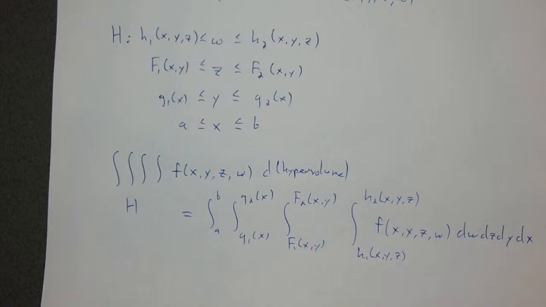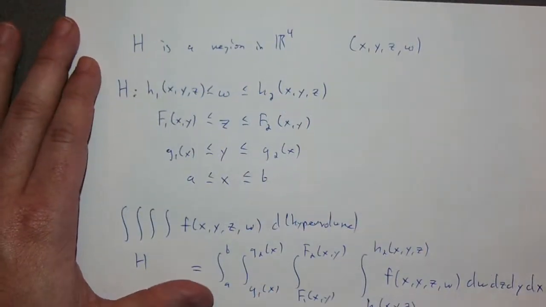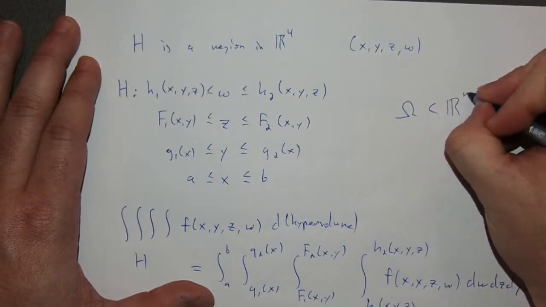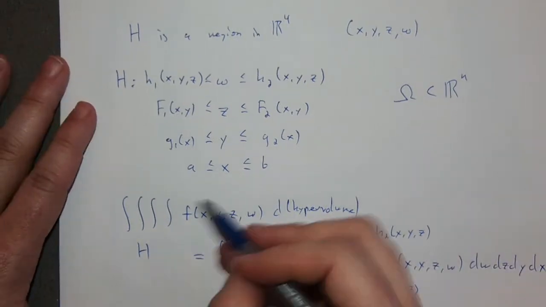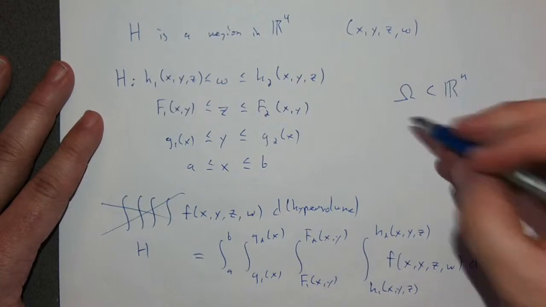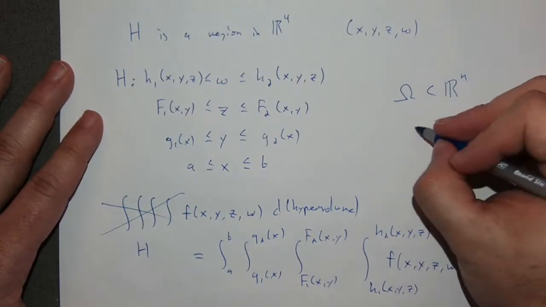But even if we did, it's not that we don't talk about integrating in R4 and higher. Of course, we do. In fact, you'll do this for general n. So rather than considering a region in R4, you'll talk about a general region omega that's contained in Rn. But when we do this, we don't do quadruple integrals, because if n is like 50, I'm not going to write 50 integral signs here. What I will do is this.